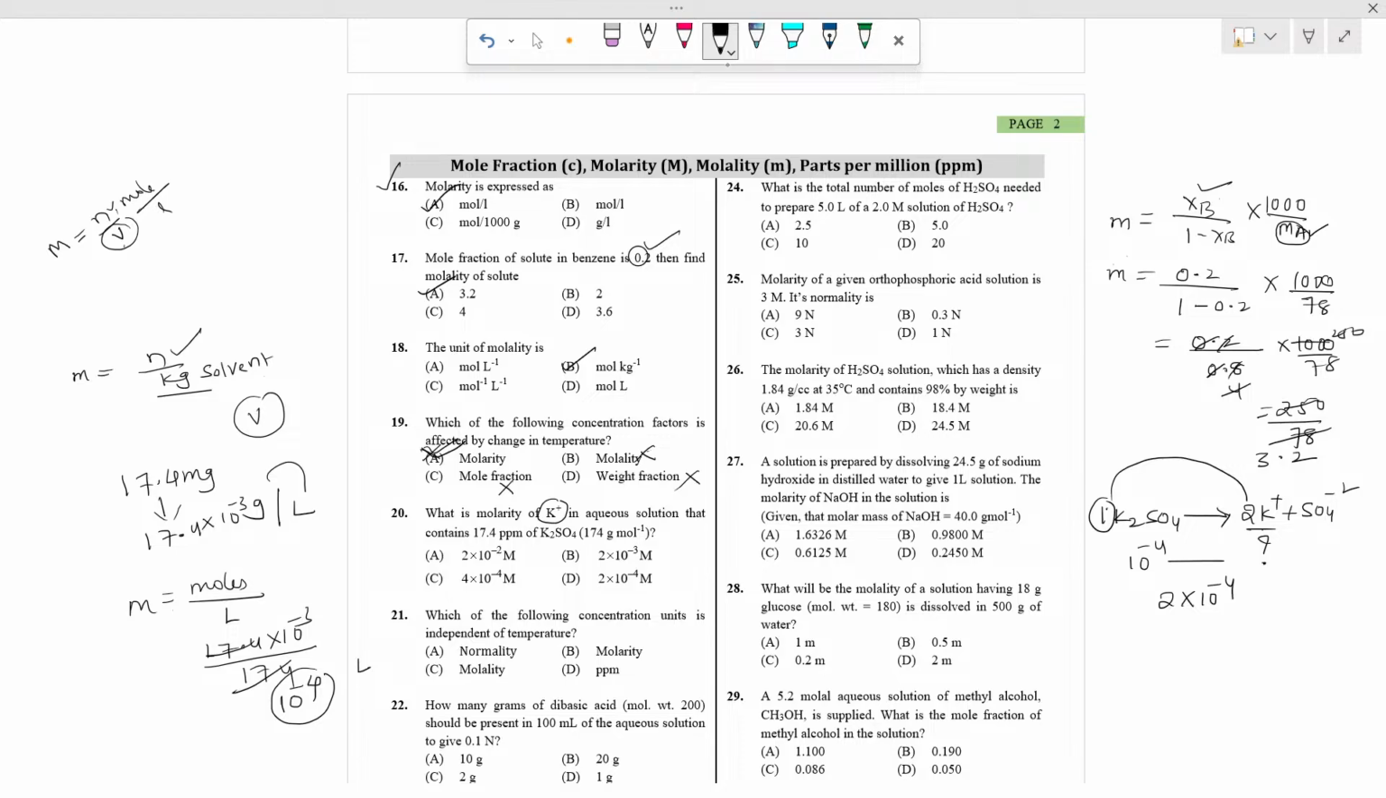So what will be the answer? 2 into 10 to the power of minus 4. Option D will be your answer. I hope this question is clear to you. Question number 20 is completed. Which questions are completed? I will cross them like this. Then it will be easy for you.